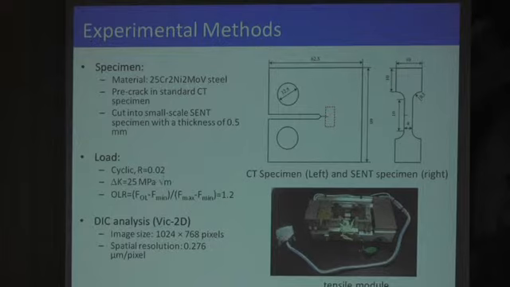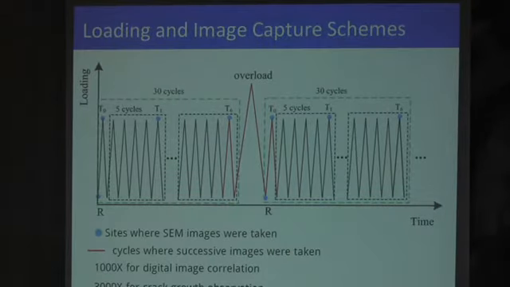This is the loading situation. I would say the overload ratio is quite small, quite conservative. I think it's quite a delicate specimen. The loading cycle is like this. They cycled for 30 cycles, then gave the single overload, then another 30 cycles. The blue dots are the points where they took the SEM image, and subsequently they did the DIC correlation. This is the resolution that they used for both the measurement and the correlation.